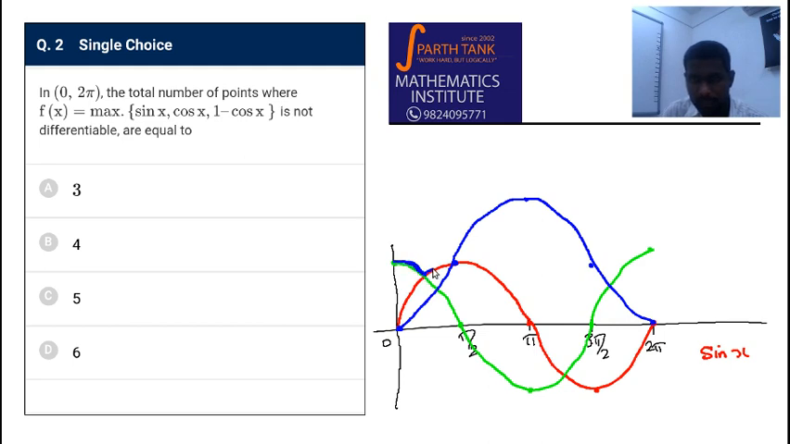In this region, the maximum is this part. In this region, the maximum is of course the blue line itself, and in this region, the maximum is this section. So focus on this enveloping blue line, right? So this is f of x.